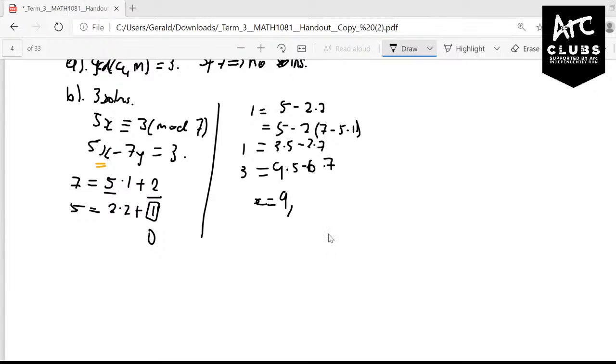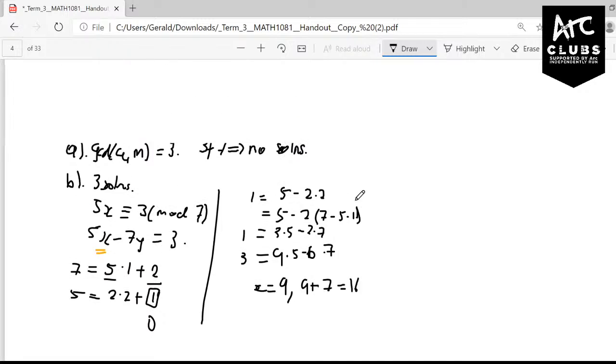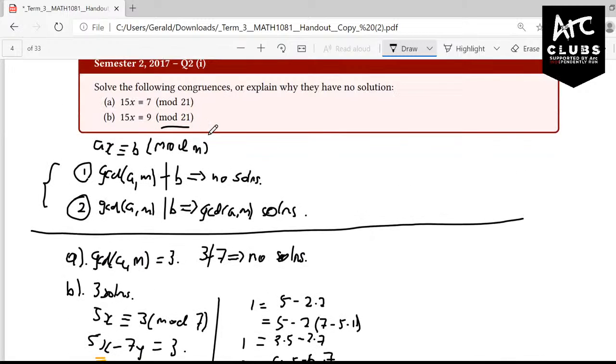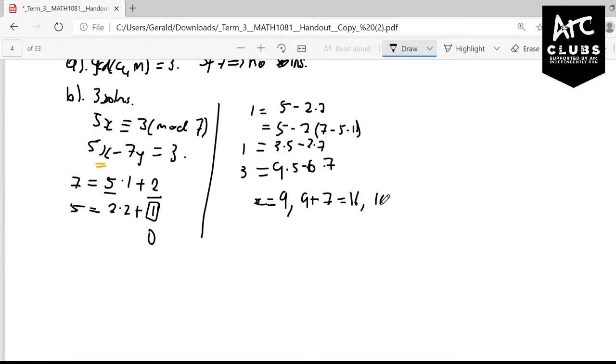To find your remaining 2 solutions, we just add 7, right? So plus 7, which is 16. And remember that we're working in mod 21. So that's just something to keep in mind. So the next term would be 16 plus 7, which is 23. So 23 is clearly bigger than 21. So we reduce it down to 2. And so our final solution is 2, 9, and 16.